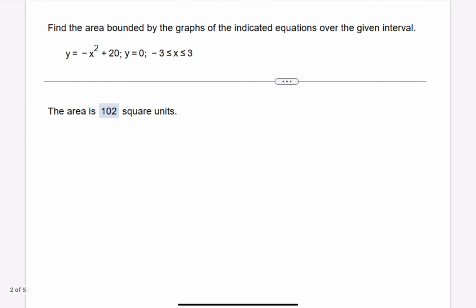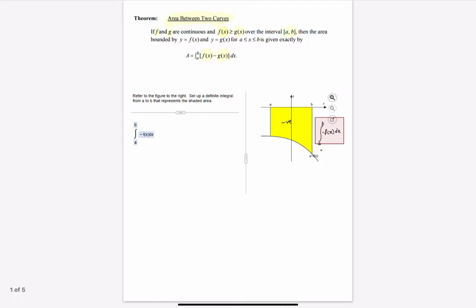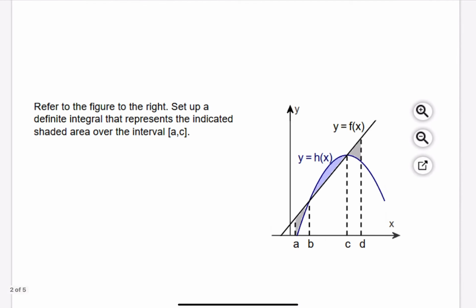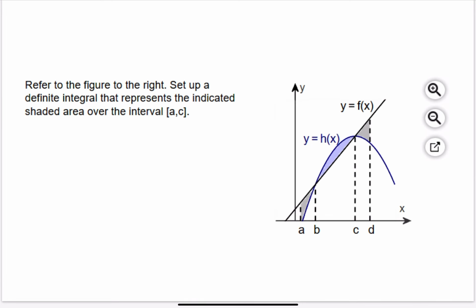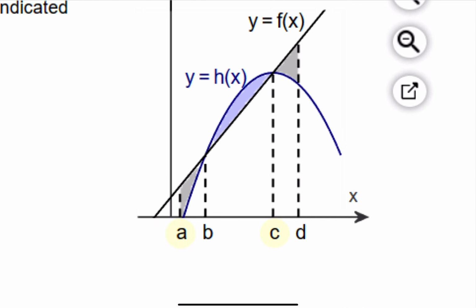Now let's go ahead and take a look at the next problem. Let's do this one first and then come back to the other one. Refer to the figure to the right, and it's asking us to set up a definite integral that represents the indicated shaded area over the interval A to C. So let me zoom this in here. I only want the area from A to C. So let me take my pen here, and I only want this area. Let me thicken this up. So from A to C.